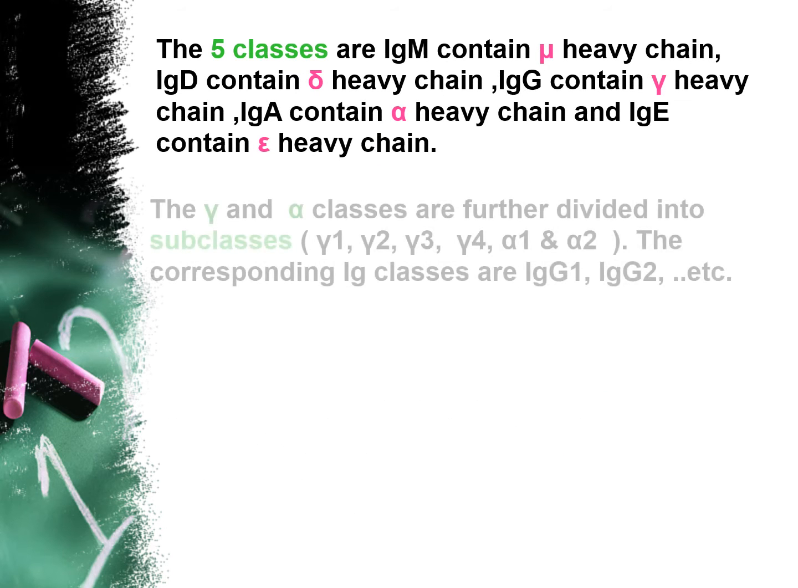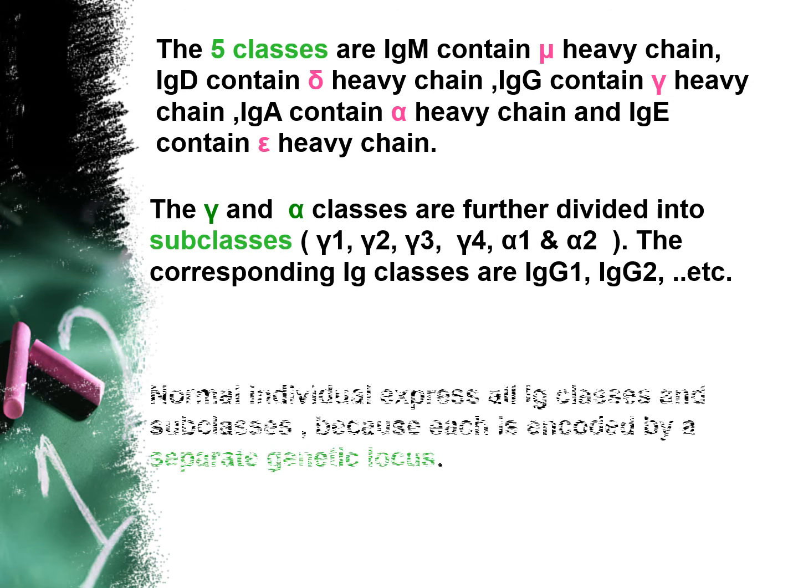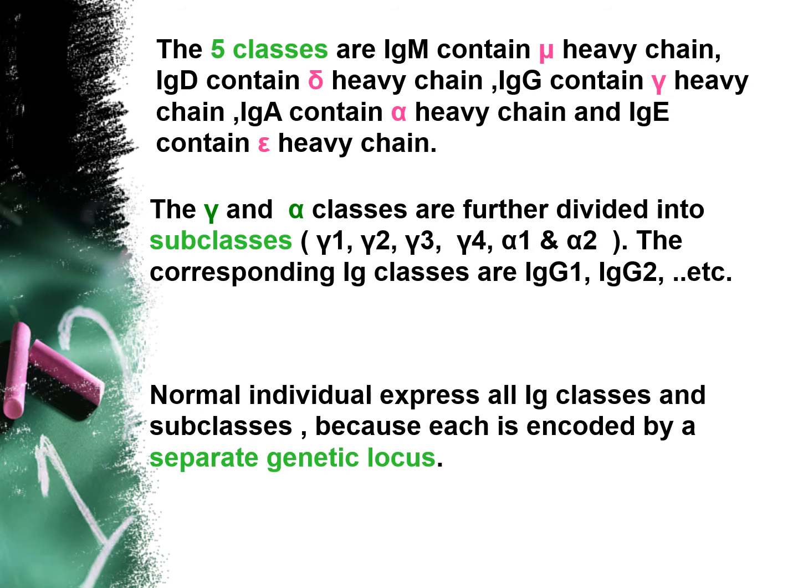The 5 classes are immunoglobulin M, which contains mu heavy chain; immunoglobulin D, which contains delta heavy chain; immunoglobulin G, which contains gamma heavy chain; immunoglobulin A, which contains alpha heavy chain; and immunoglobulin E, which contains epsilon heavy chain. The gamma and alpha classes are further divided into subclasses like gamma 1, gamma 2, gamma 3, gamma 4, alpha 1, and alpha 2. The corresponding immunoglobulin classes are immunoglobulin G1 and G2. Normal individuals express all immunoglobulin classes and subclasses because each is encoded by a separate genetic locus.